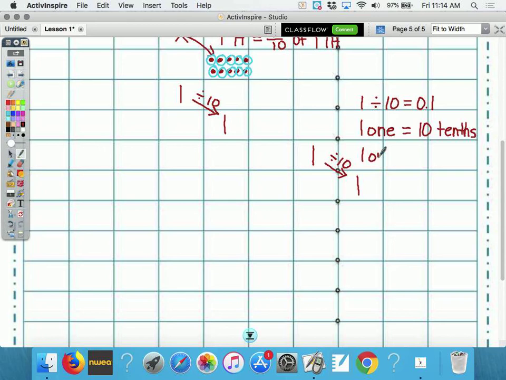And 1 equals, oh, I did it wrong. 1/10 equals, this one sounds funny, 1/10 of 1/1. Does that make sense? Not really. We'll do the next one and it will make more sense.